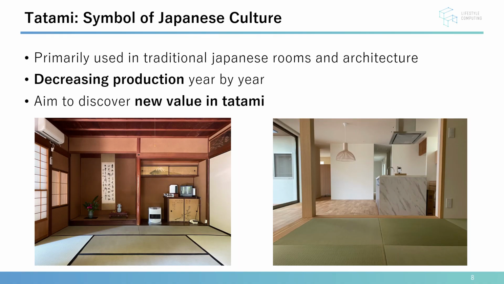For about 1,300 years, tatami has been used as a flooring material in traditional Japanese architecture. In modern times, the design and materials of tatami have become more diverse. However, with the increase in Western-style rooms, the production of tatami has been declining year by year. Therefore, this research also aims to discover new value in tatami.